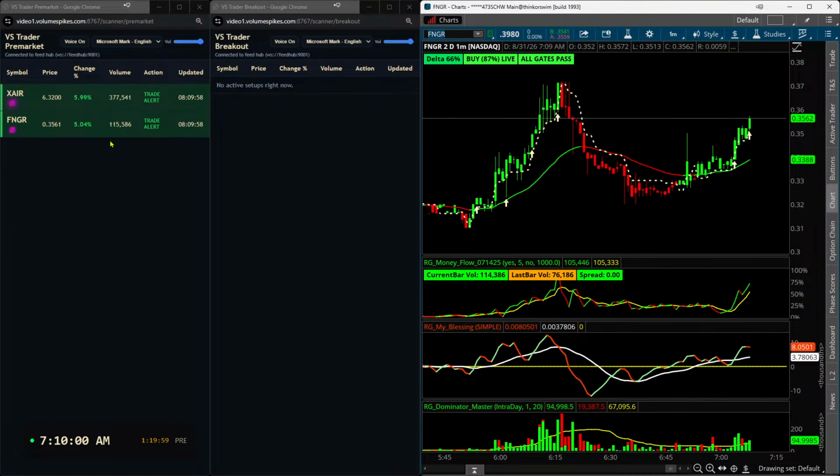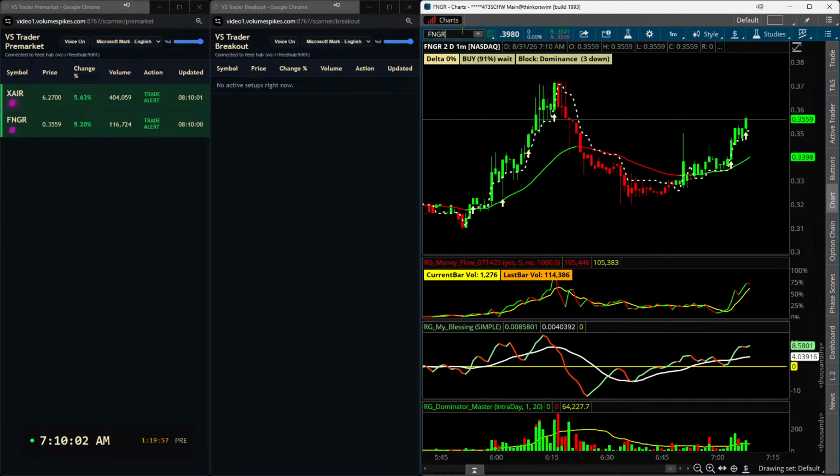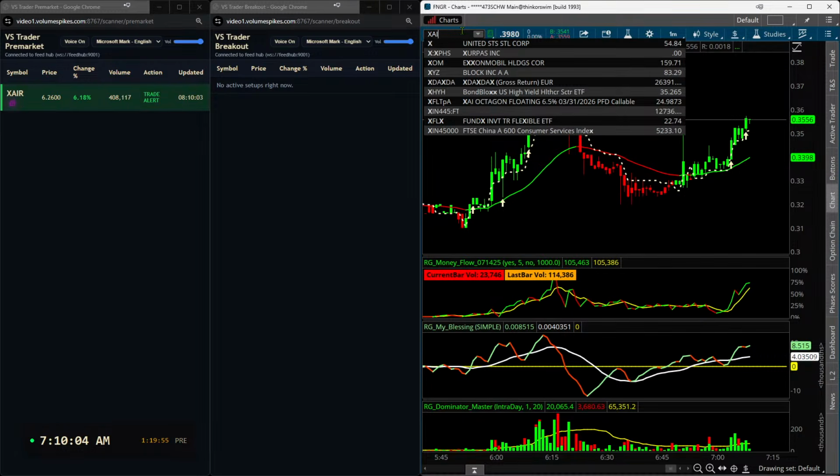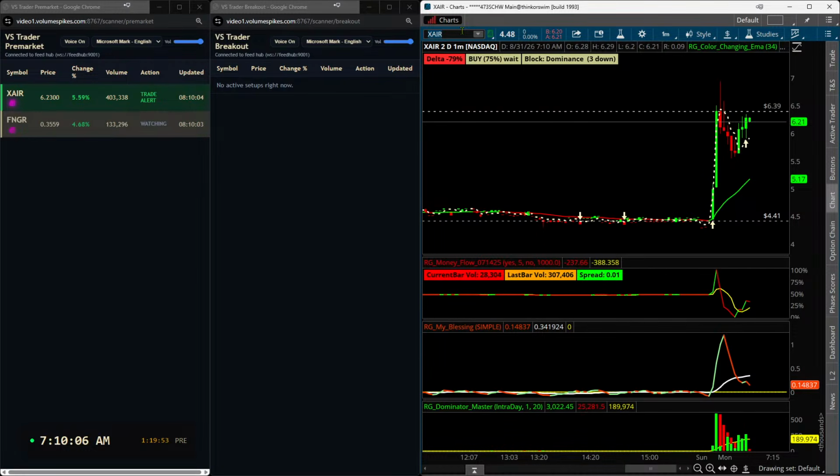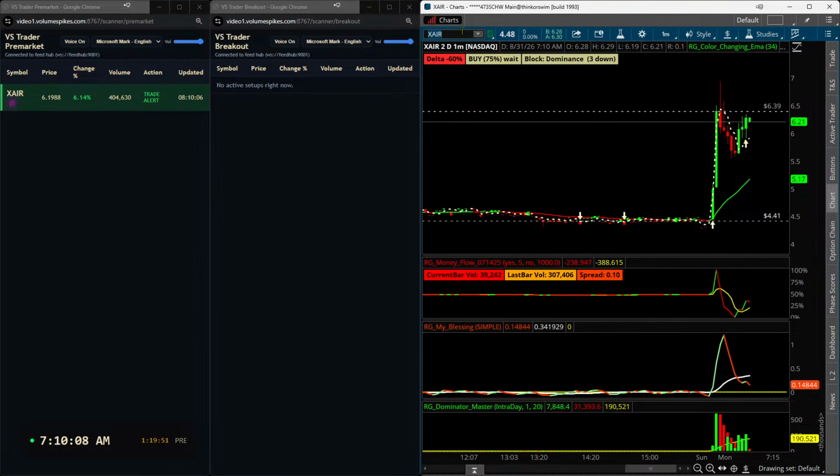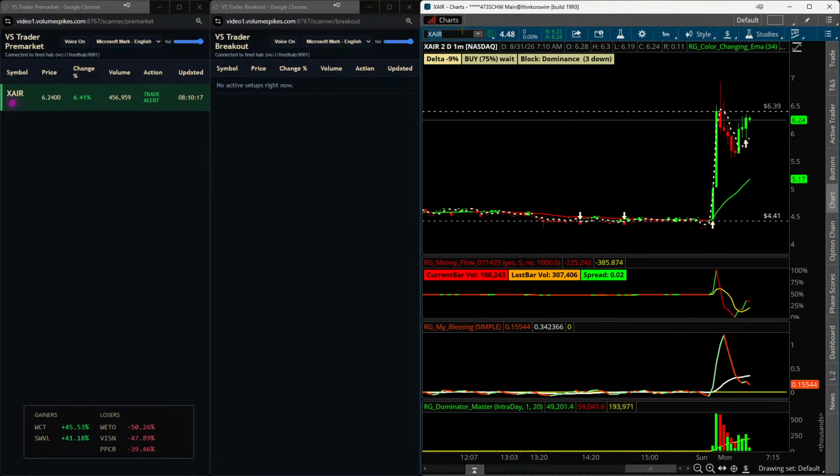XAIR popping back in. Let's see what's happening there. Needs to break 640. I don't like the way the indicators look. Don't think it's going anywhere. Pre-market trade alert.